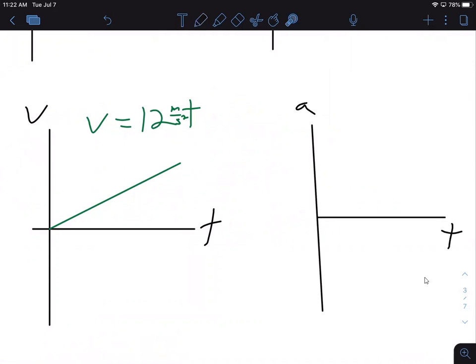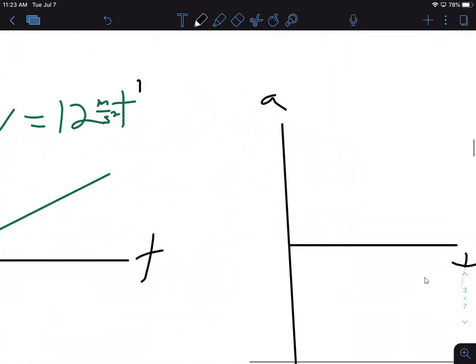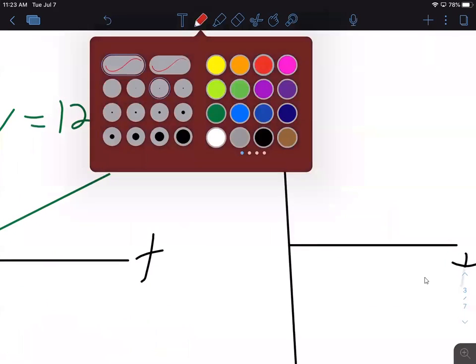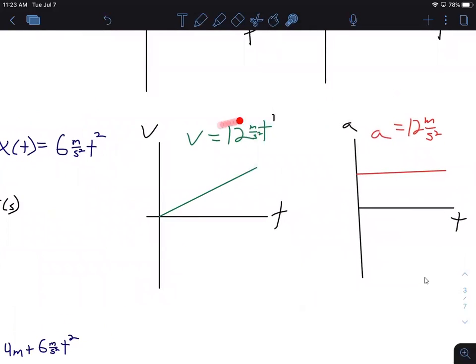Acceleration and time. Again, now we're going to take the derivative of the velocity with respect to time. So this I could write as t to the first. So 1 times 12 is 12. Keep the units. 1 minus 1 is 0, t to the 0, and t to the 0 is just 1. So here I have a constant acceleration, 12 meters per second squared. Again, this is one we could have done before, just saying the slope of this line is 12 meters per second squared. So the acceleration needs to be a constant 12 meters per second squared.